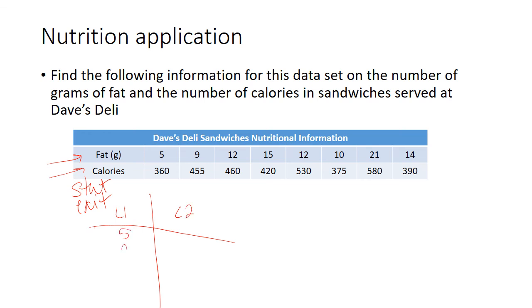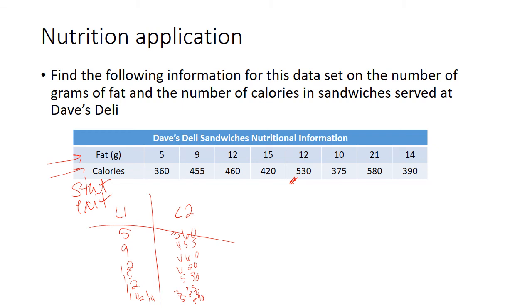So this will be a 5, 9, 12, 15. Go ahead and put your 12 in again because it's going to have a different plot right there. 10, 21, and then 14. Under list 2, make sure they're lining up. 360, 455, 460, 420, 530, 375, 580, and 390.